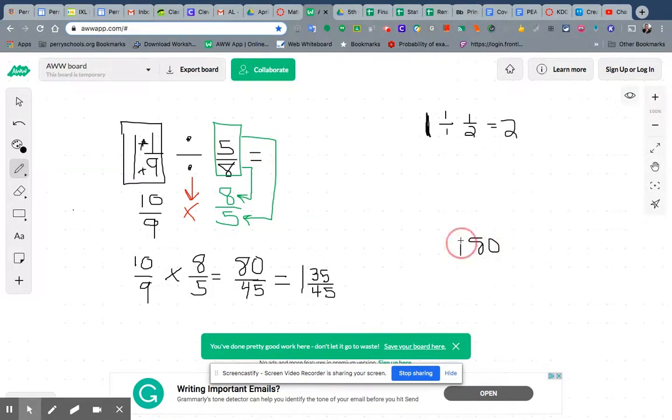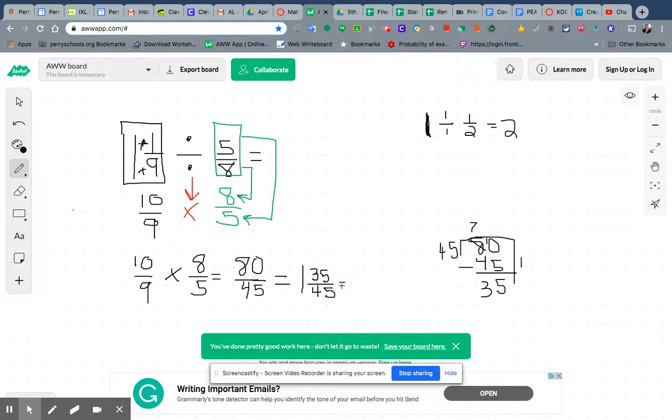80 divided by 45. This line down. 1 is definitely our answer there. Subtract away 45. 8 becomes 7. 0 becomes 10. 5 and 3. Good. So I've checked my work. 1 and 35 over 45.